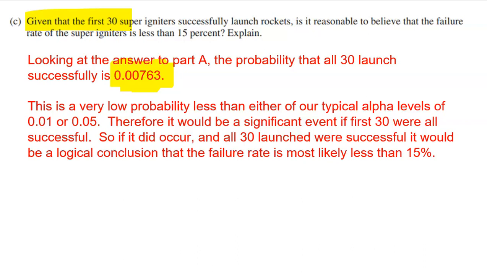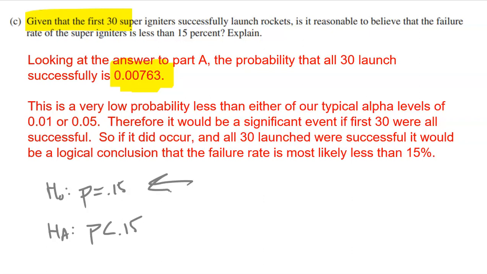So think of this as a test, right? The null is that, nope, it's still 15%. The super igniter is not any better than the old one. And the alternative is that, no, it is less than 15%. So the way I tested this was I launched 30 in a row and they all successfully launched. The probability of that is 0.00763. If the null was still true, that is extremely unlikely. That would be like a miracle. And remember, in the world of statistics, we don't believe in miracles.